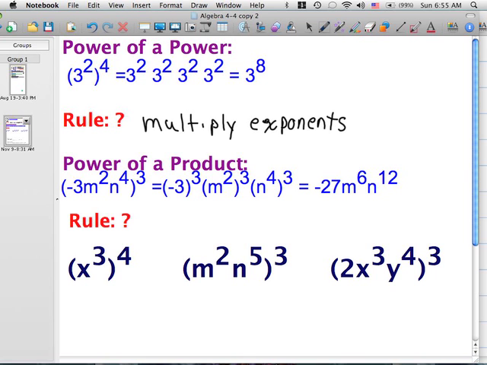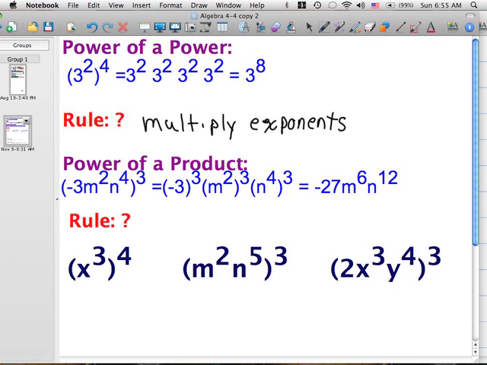And the other type of problem you will see in the second set of problems is the power of a product. And by that we have a product inside the parentheses, the -3 times m to the second n to the fourth. And we're taking the whole product and taking it to the third power. So that means each part of the product, each factor, is taken to the third power. So the -3 is taken to the third, the m to the second is taken to the third, and the n to the fourth is taken to the third.